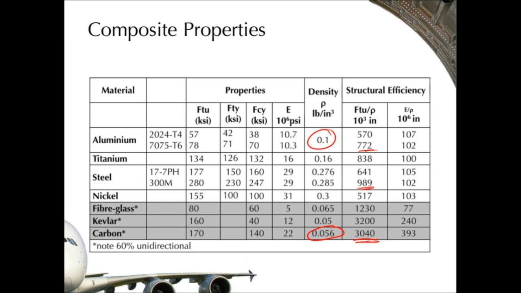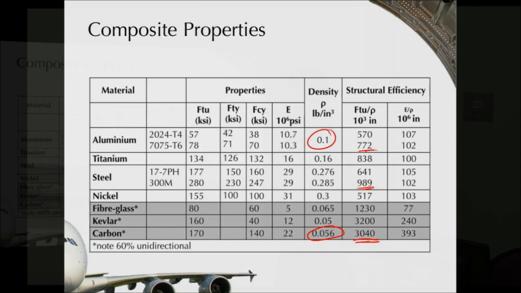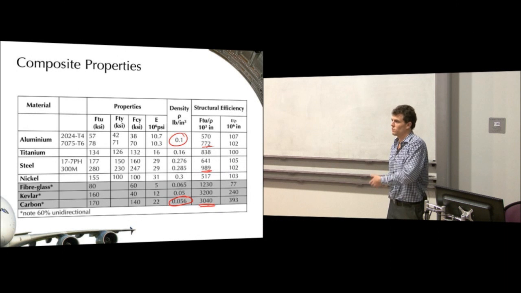And Kevlar was also pretty good, and fiberglass is not quite as good, but still reasonably high. And we'll talk about why Kevlar is not necessarily used as much as carbon in a minute, but glass fibre primarily doesn't get used too much because it's got the same complications as carbon fibre, but it doesn't have the same benefits. So it tends to only get used in certain applications.